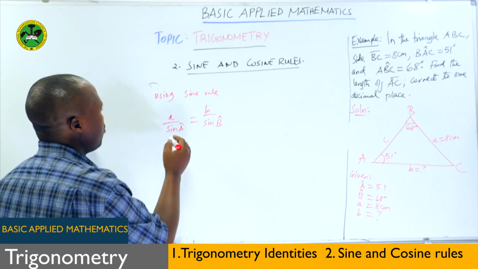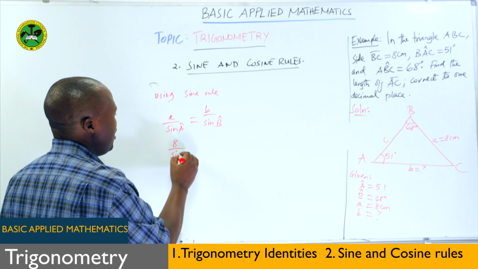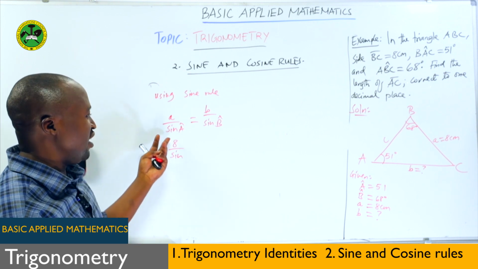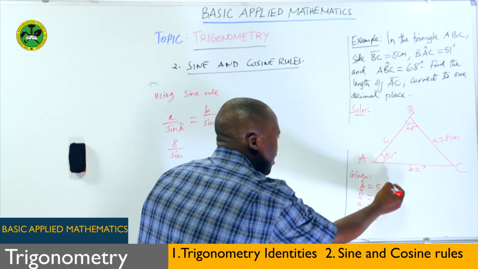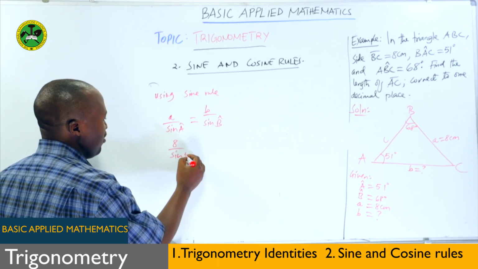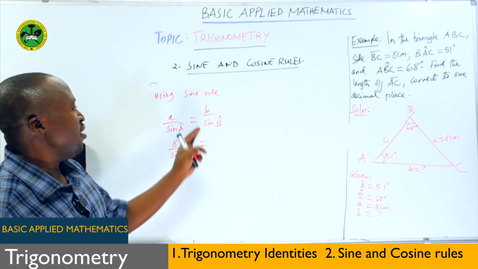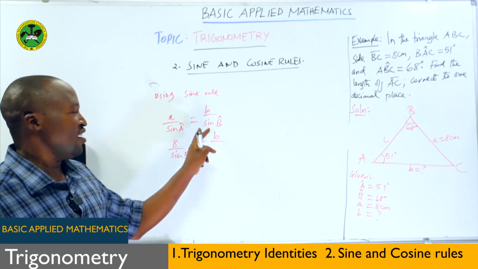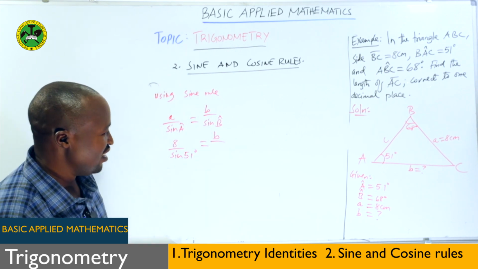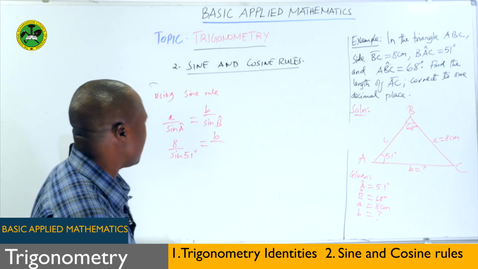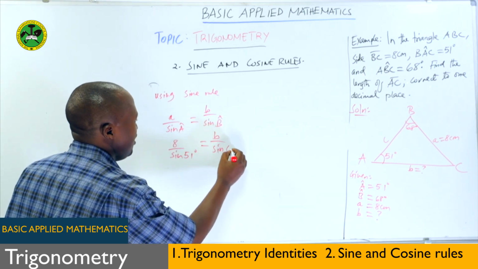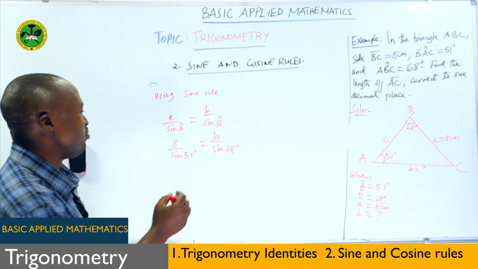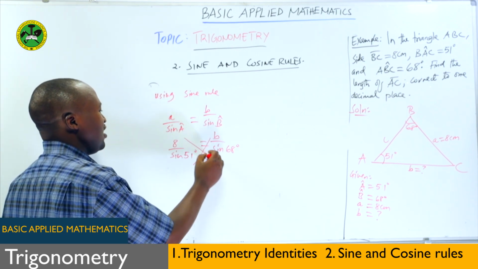So A is equal to 80. That is 80 over sine of angle A. Angle A, we have 51 degrees. So, divided by 51 degrees, which is equal to B. B is missing, so here is B over sine B. What is sine B? So B is 60/80. That is sine 60/80. So here we cross multiply this way and that way.